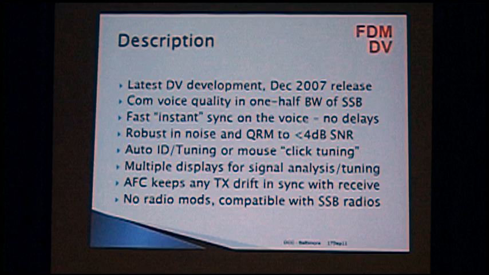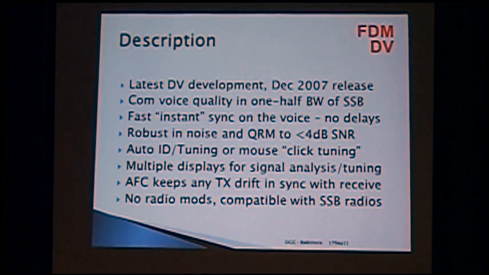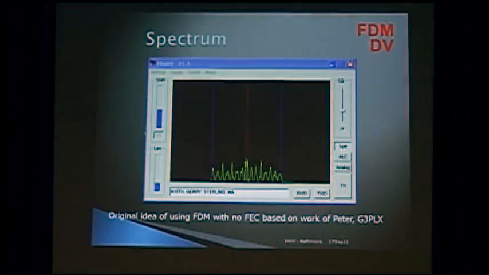Sideband is 0 or less, so we're getting very close to that. It has an auto ID tuning. So if this signal's anywhere in the band pass, using this Reed-Solomon ID, it will automatically put it right on frequency. And it has an AFC, so even if you do have a 10-Tec and it drifts a little on you, that's not a problem. It'll follow it around. And no radio mods, and it's compatible with all sideband radios.